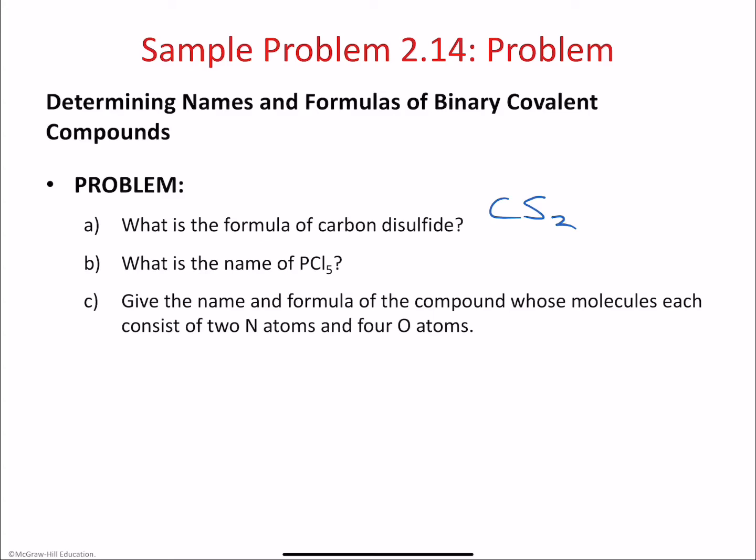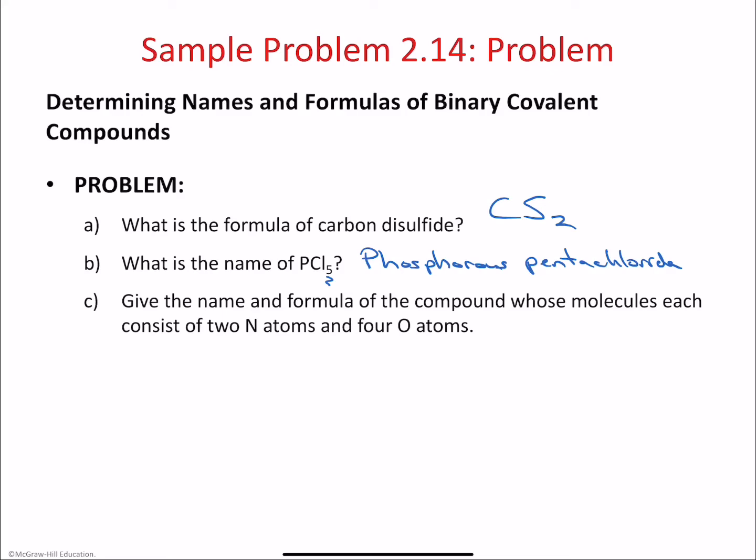The next one, I have PCl5. What is its name? Well, the first element is phosphorus. Again, since there's only one of them, I don't say monophosphorus, so I must start with phosphorus. And since I have 5 chlorides, penta would be the prefix, so phosphorus pentachloride. Then it says, give the name and formula of the compound whose molecules each consist of 2 nitrogen atoms and 4 oxygen atoms.